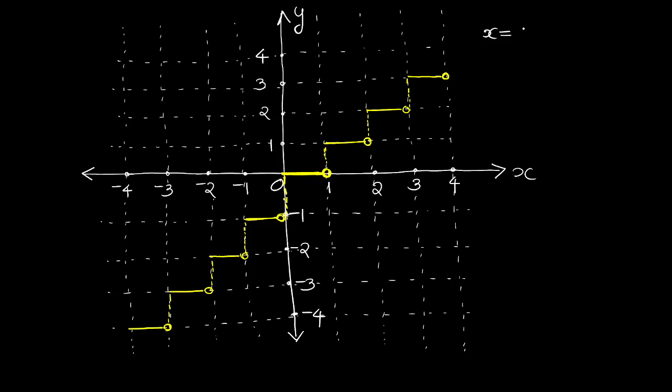Let me start from the origin. If the x coordinate is 0, the y coordinate will be the greatest integer of 0. Y is the greatest integer of x, right? So if x equals 0, y will be the greatest integer of 0, which is 0. The greatest integer of an integer value is the same number. So when x equals 0, clearly y equals 0. So (0, 0), the origin, is a part of the graph.